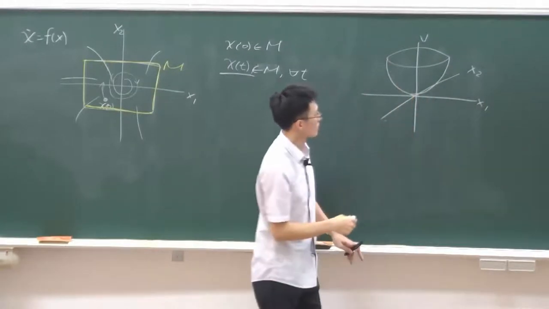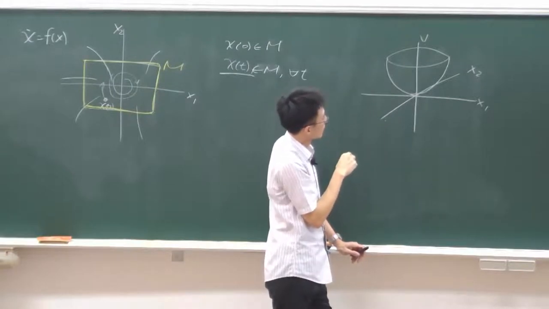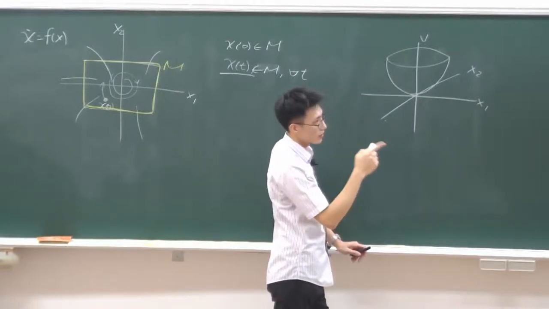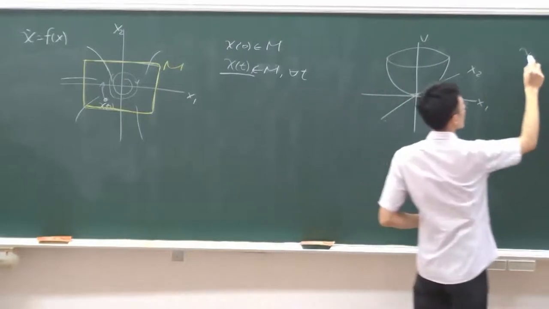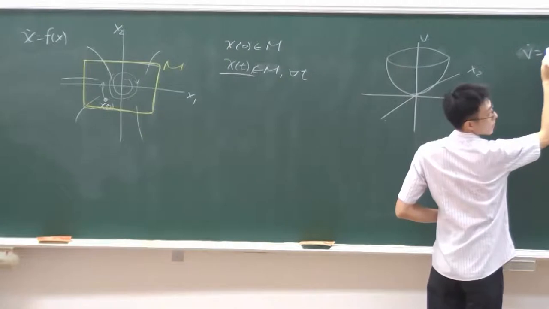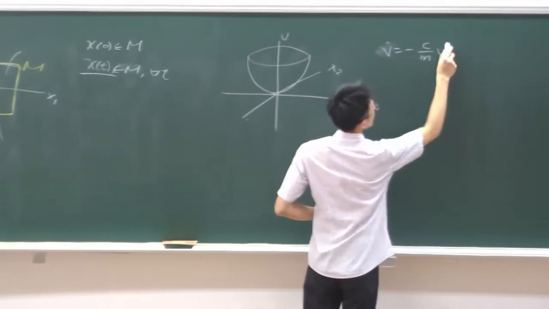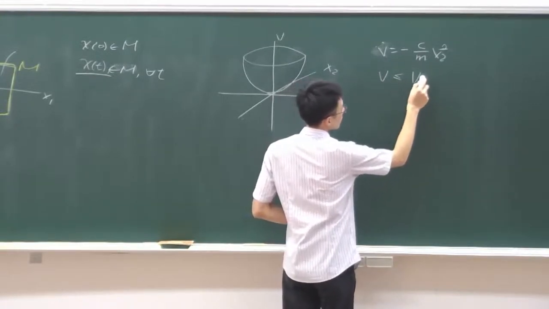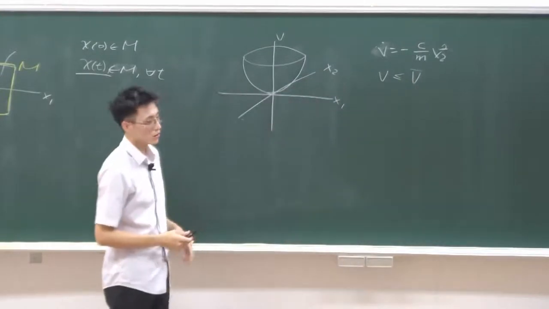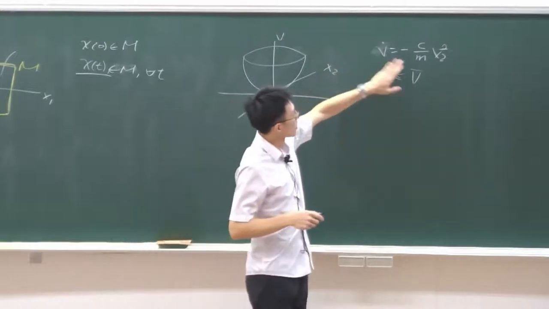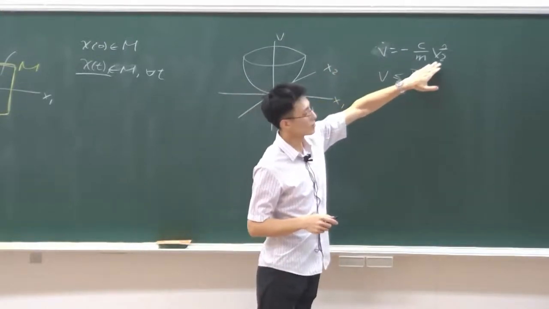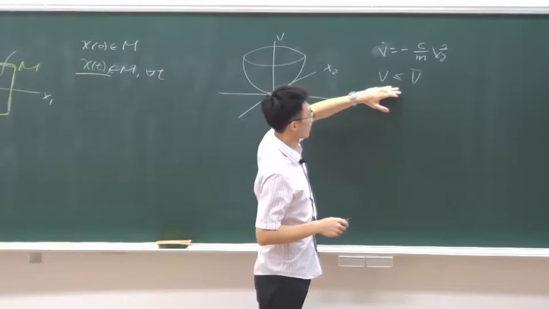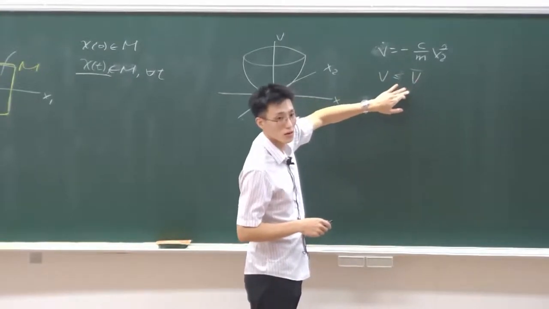So this is V, right? The height of this 3D coordinate is V, and the phase portrait lies in x1 x2. So if V dot is non-positive, V is bounded by some V bar, right? Do you agree? If V dot is non-positive, which means it's negative or zero, which implies V will never increase or never be greater than some upper bound V bar, right?